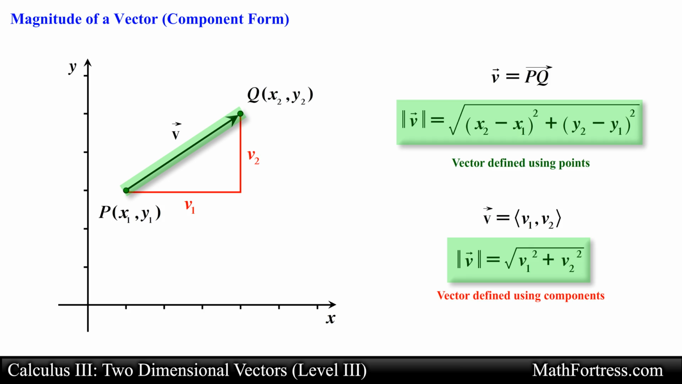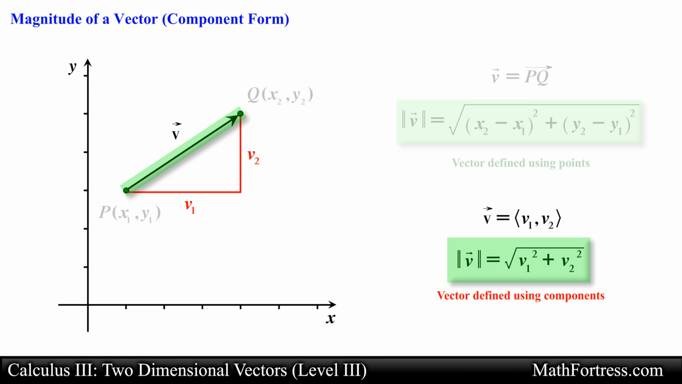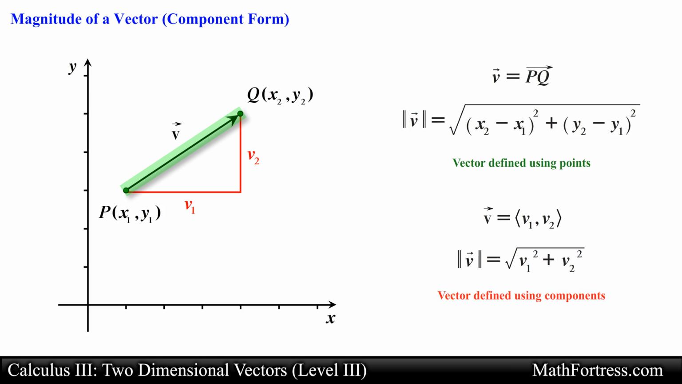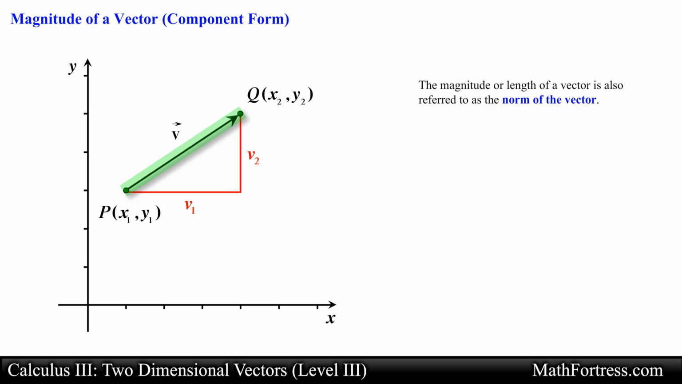These two formulas are very similar to each other. The only difference is the way in which the vector is described. One formula uses coordinate points, and the other uses the components of the vector. You should be comfortable using either one. In some textbooks, the magnitude or length of a vector is also referred to as the norm of the vector. Lastly, the magnitude of a vector is equal to 0 if and only if vector v is a zero vector.